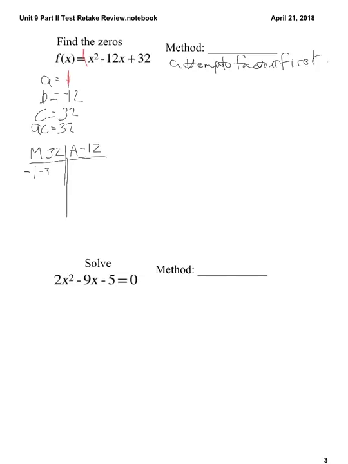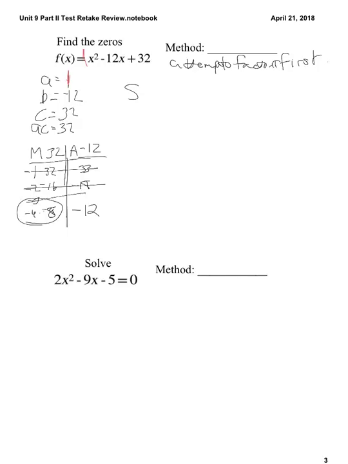Negative 1 and negative 32 give us a sum of negative 33, which is not going to work. Negative 2 and negative 16 multiply to 32, but they add to negative 18. That's not going to work. Negative 3 does not go into it. Negative 4, though, multiplied by negative 8 would give us positive 32, and they would sum to negative 12. These are going to be our factors.